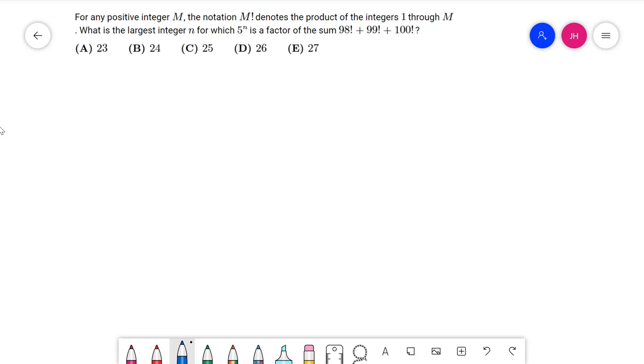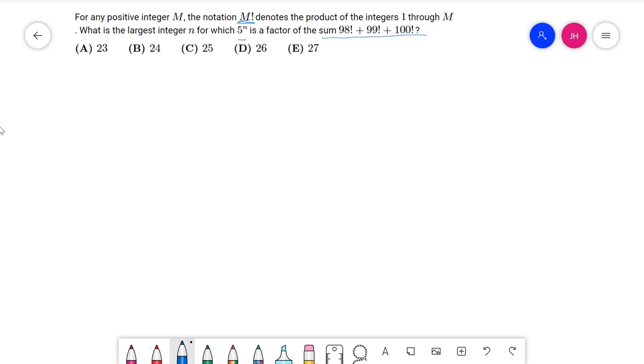Let's look at this problem. For any positive integer m, the notation m factorial, so this is called factorial with the exclamation sign, m factorial denotes the product of the integers 1 through m. What is the largest integer n for which 5 to the nth power is a factor of this expression?